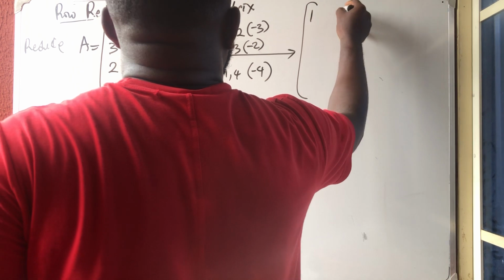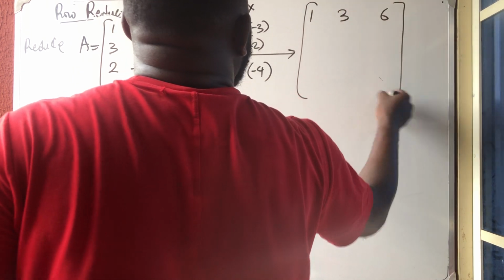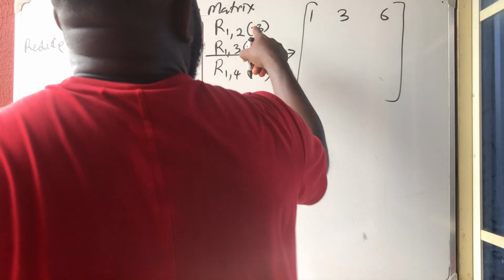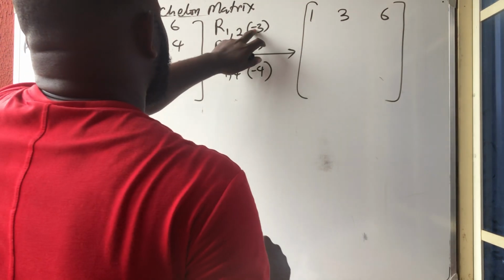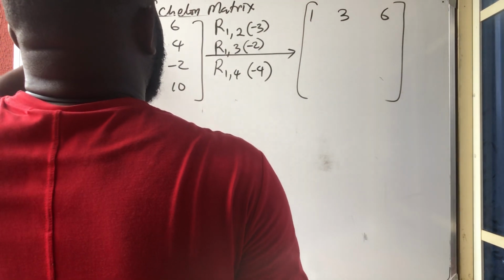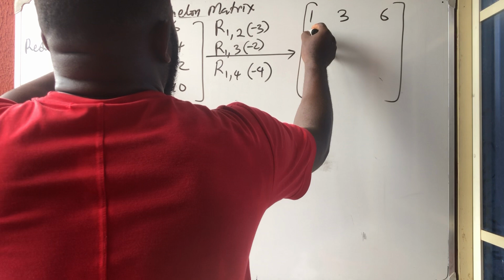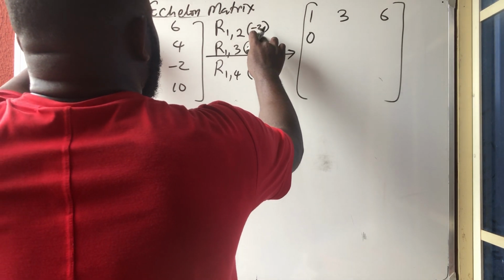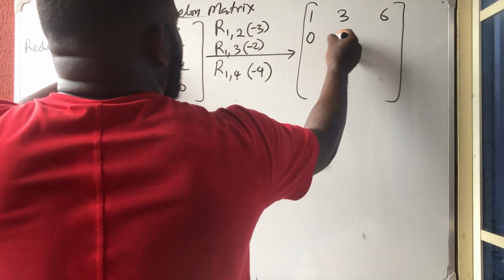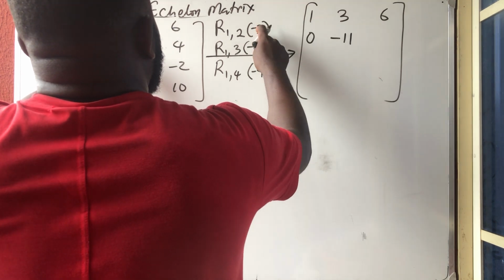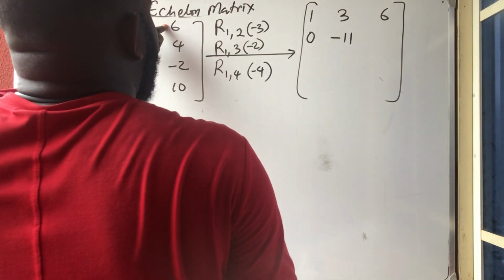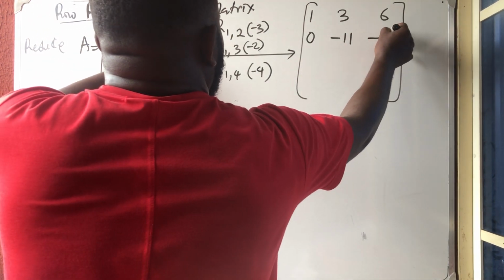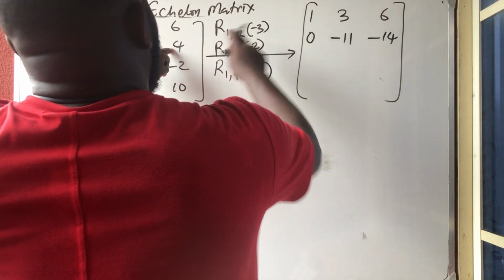So you have 1 3 6. This one will remain the way they are. Now we said minus 3. Minus 3 times this is minus 3. Minus 3 plus 3 is 0. Minus 3 times this is minus 9. Minus 9 minus 2 gives you minus 11. Minus 3 times this is minus 18. Minus 18 plus 4 will give you minus 14. I'm done with that side.